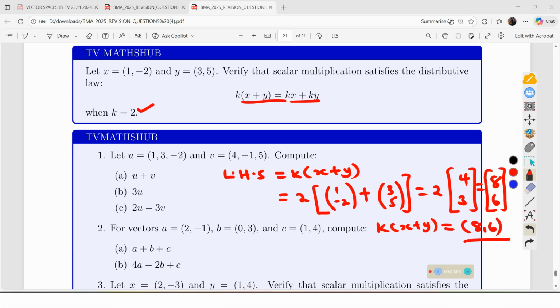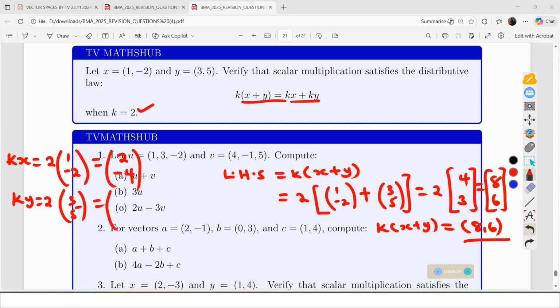Then next you will talk about kx. k is 2 into x, which is (1, negative 2), and this will give us 2 times 1, which is 2, and 2 times negative 2, which is negative 4. This is kx. Then what is ky? It is 2 into (3, 5), which is (6, 10).